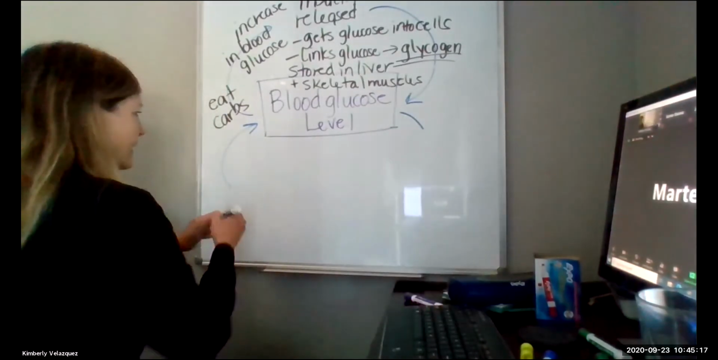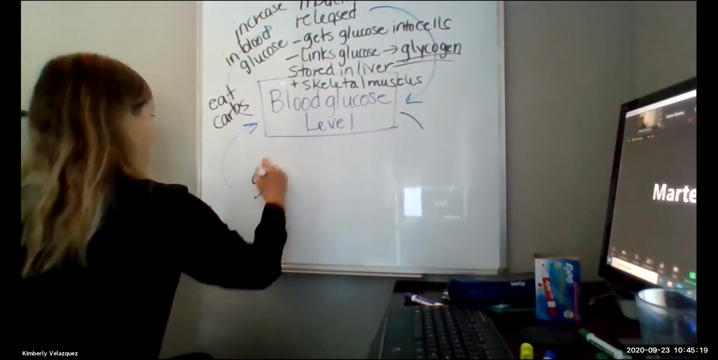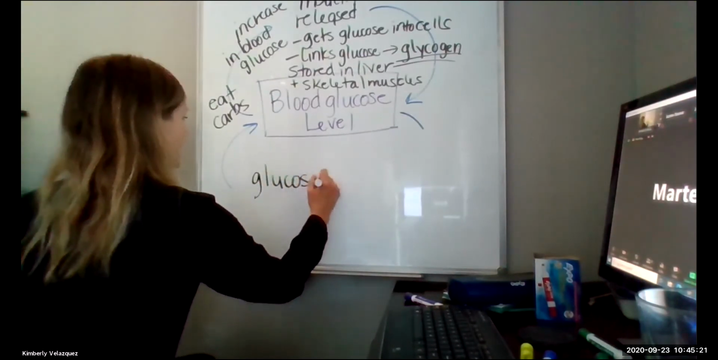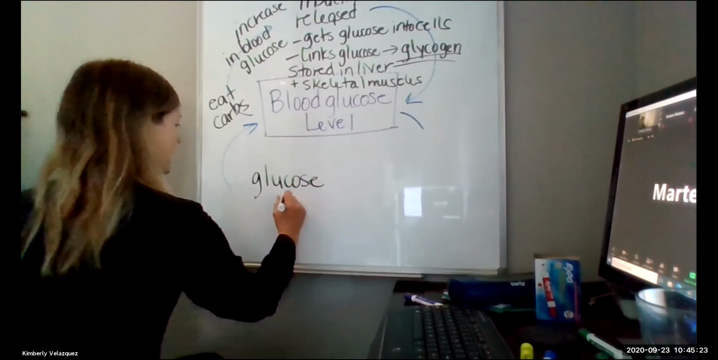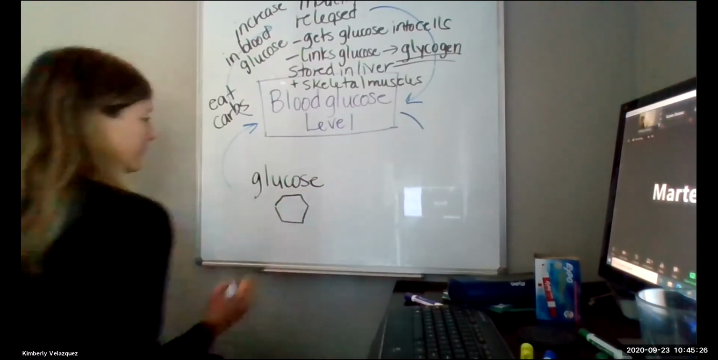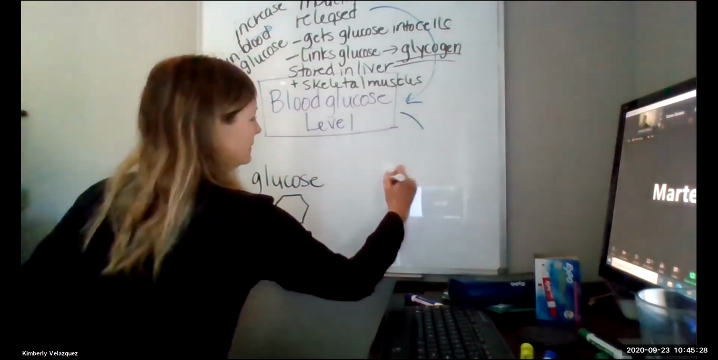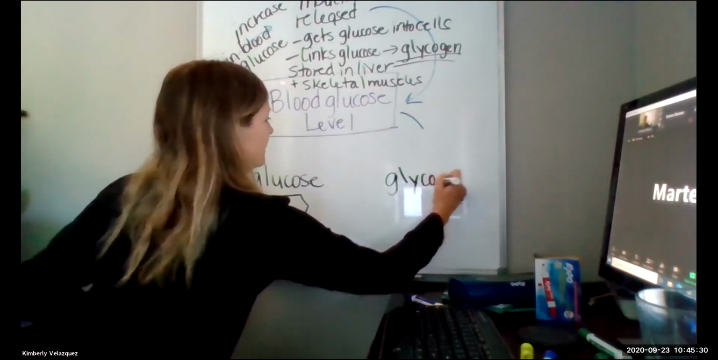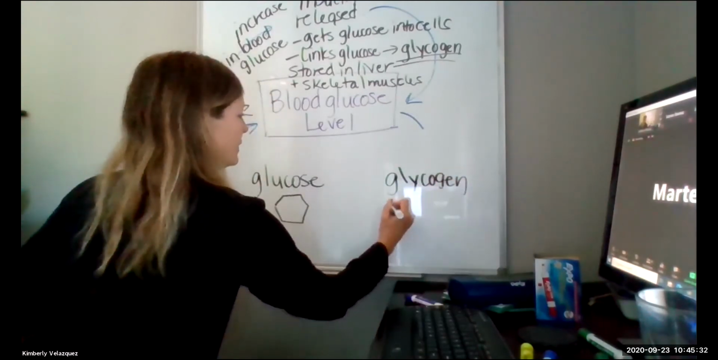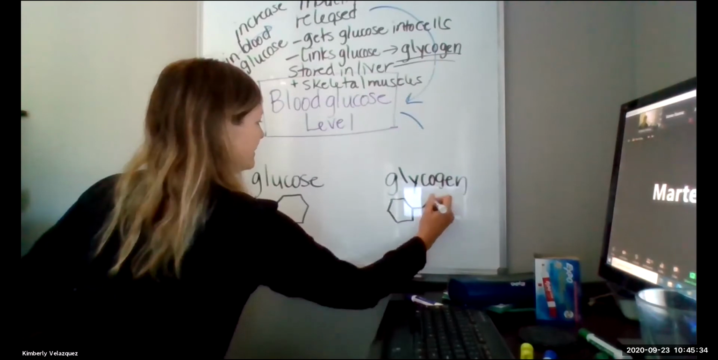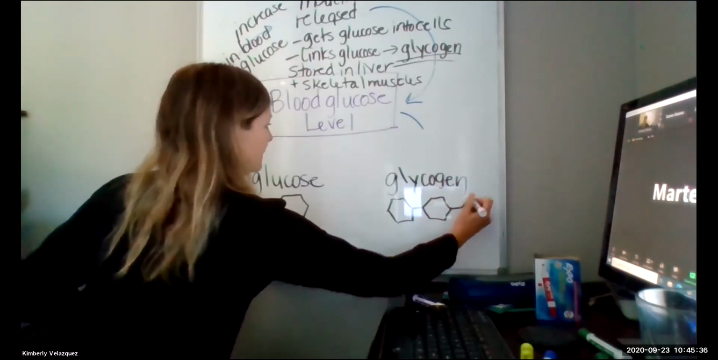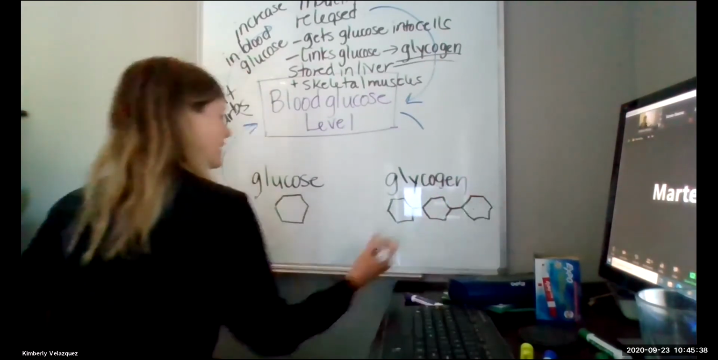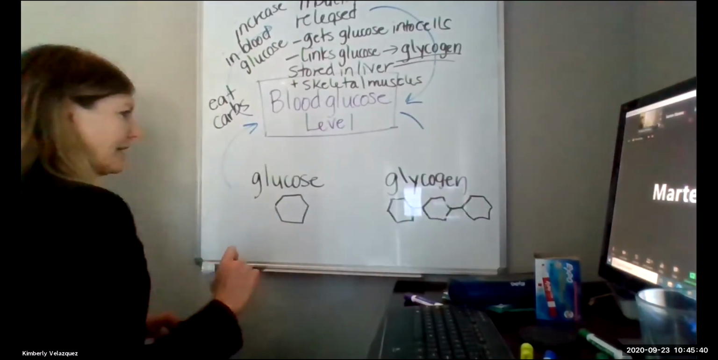So glucose: this is the monomer that is going to get into our cells. Glycogen: this is the storage form, and it's a chain of this. This is a very simple version of it. It's got branches off the side and everything.